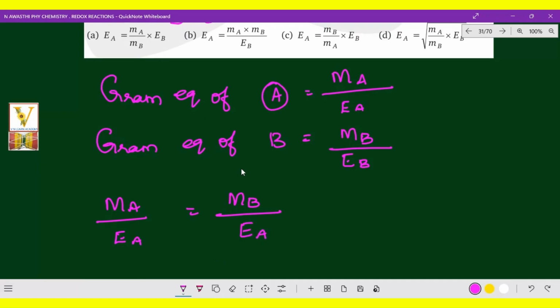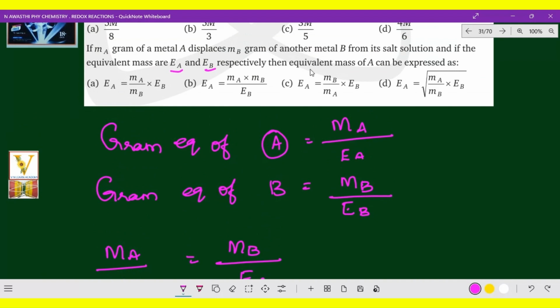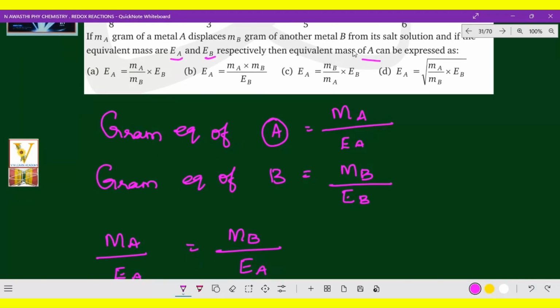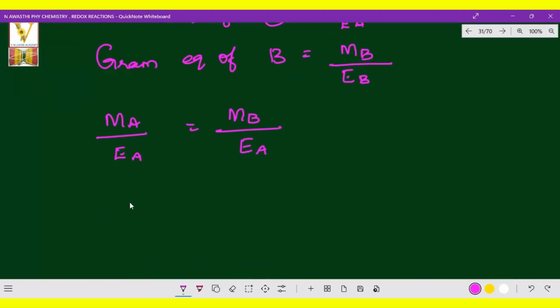Now they are asking in the question, EA respectively, the equivalent mass of A can be expressed. So they are asking about EA only, right? So the equivalent mass of A only they are asking. So EA we can bring out here, with EB and MB.